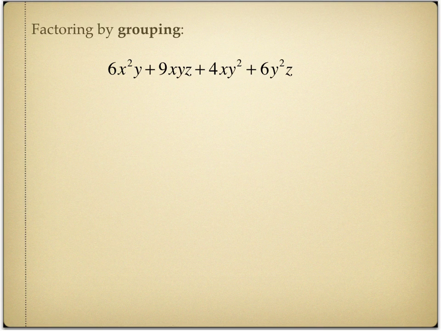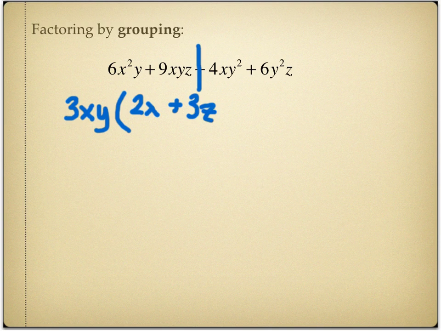So what I'm going to do here, this is called factoring by grouping, and it almost always works out pretty well like this. I'm going to look at the first couple and see if I can find a common factor there. Then I'm going to look at the last 2 terms and see if I can find a common factor there. So first of all, looking at 6 and 9, looks like there the common factor would be 3xy, and then to finish that out I'm going to have 2x plus 3z, like that.